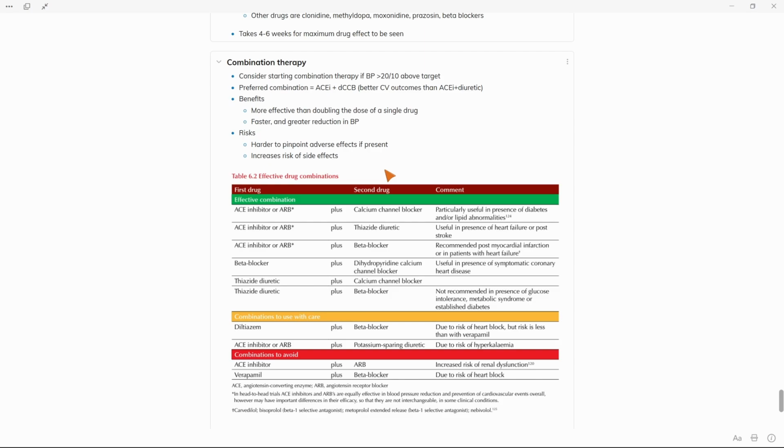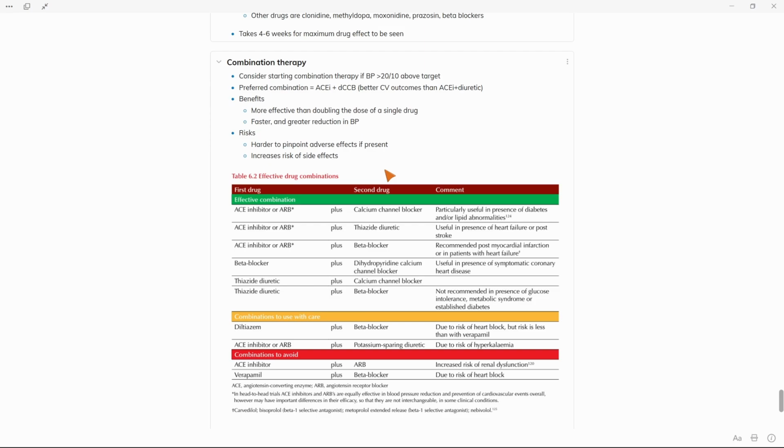You can consider starting combination therapy if the patient's blood pressure is greater than 20 systolic or 10 diastolic above their target. So if the patient has a systolic or a diastolic of 160 or 100 or greater respectively, then that is an indication to start them on combination therapy. The preferred combination is an ACE inhibitor and a calcium channel blocker, that is amlodipine or lercanidipine, because it has better cardiovascular disease outcomes compared to an ACE inhibitor with a thiazide diuretic.